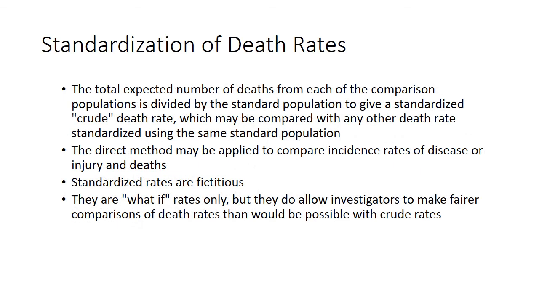We get this by taking the total expected number of deaths from each group of the comparison populations, and then dividing that by the standard population to give us a standardized crude death rate. Then we can compare it to any other death rate using the same standard population. So in the Jacksonville versus Orlando example, if you're applying it to the state of Florida, you could do Tampa versus Daytona or whatever comparisons you want to make, as long as it's to the same standard population. And you don't have to use this just for death. You could use it for rates of disease, injuries, whatever you want.